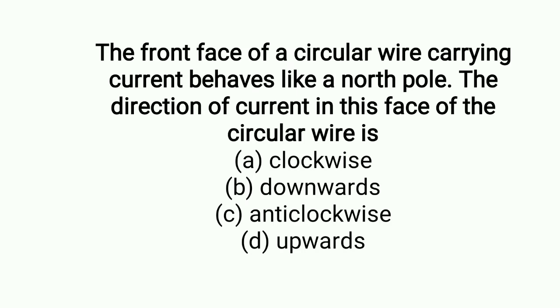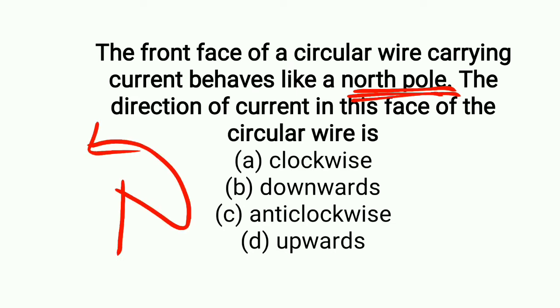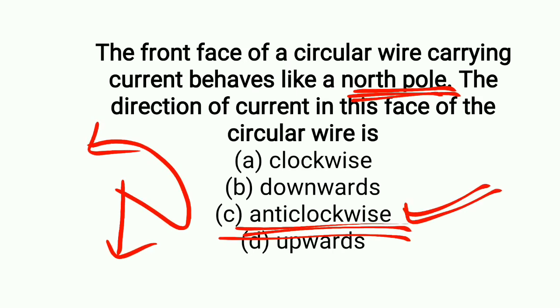The front face of a circular wire carrying current behaves like a north pole. The direction of current in this face of the circular wire is, I told you, the north pole. So whenever we want a north pole, what is the direction of the current? It is anti-clockwise. So here we have option C, anti-clockwise. So option C is the correct answer.